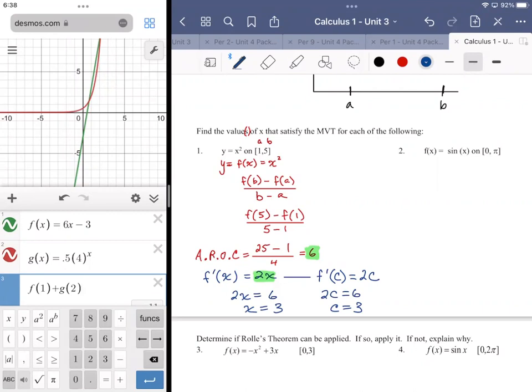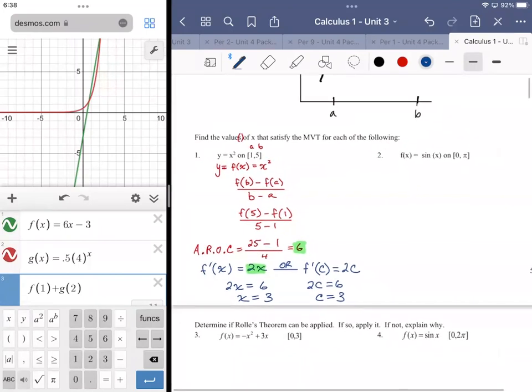At some point that'll matter, but at this point it's just a matter of going through the process. Either way, bottom line is the number is 3. So whichever way you want to go on this is fine by me. All right. Now for number 2, f of x is equal to sine of x.